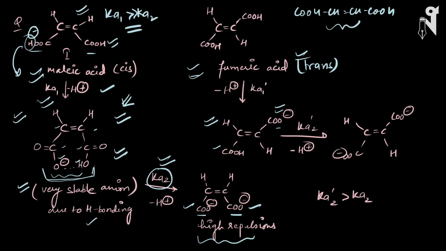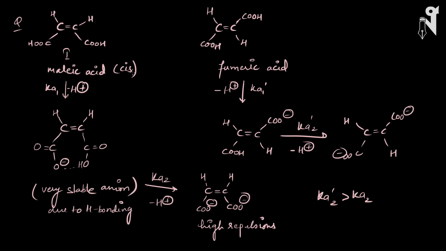In the next case, if I remove the other hydrogen, it will form CO minus and CO minus here. Basically, we wanted to compare the acidic strength of Ka1 of cis and Ka1 of trans. We got to know that in case of cis, Ka1 is much better due to the stable hydrogen bonding, hence the Ka1 value will be greater over here.